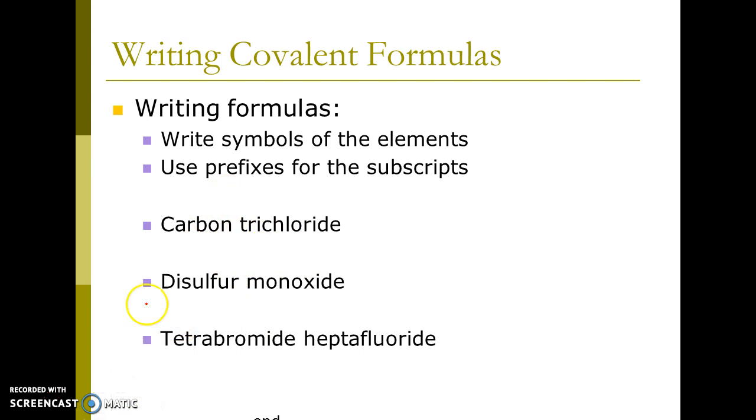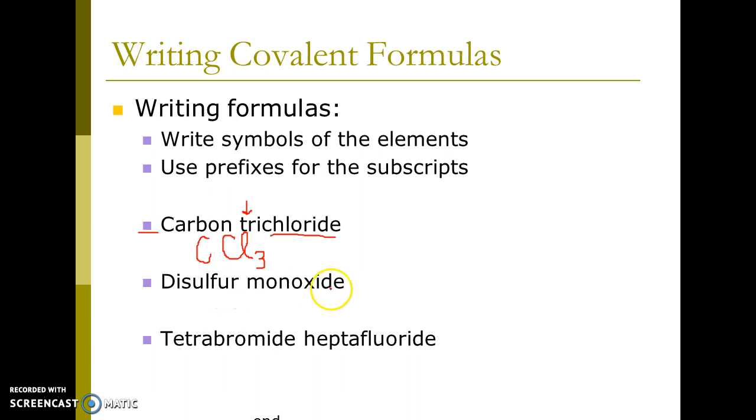For example, let's say we have these 3 names and we want to write formulas for them. We're going to look on the periodic table and we're going to find carbon. Carbon's symbol is C. Since there's no prefix in front of carbon, I'm going to assume that I have 1 of them. Next I have trichloride. Chloride is chlorine and its symbol is Cl. And then we have our prefix here that says tri, which means we have 3 of them. So now we have carbon trichloride.